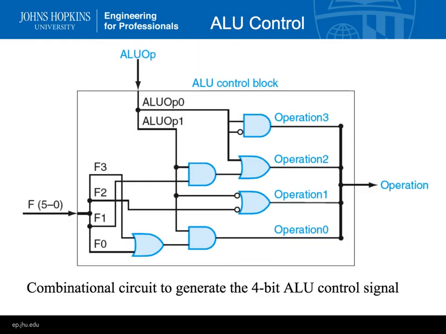So here's some and or gates that carry out the operation. So again, this is 2 bits in, ALU op 1 and 0. The function field from the instruction, but only the bottom 4 bits matter. And you can have a look at that and prove to yourself that it works. And then the 4 bits come out. So the output from the ALU control unit is a 4-bit operation signal.